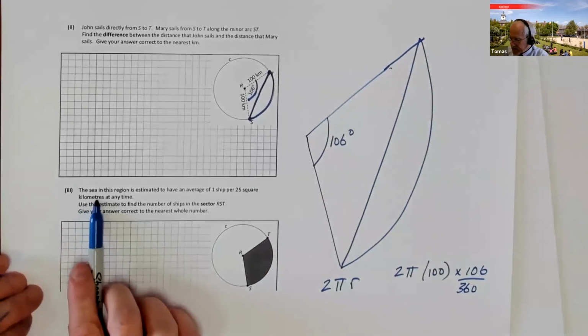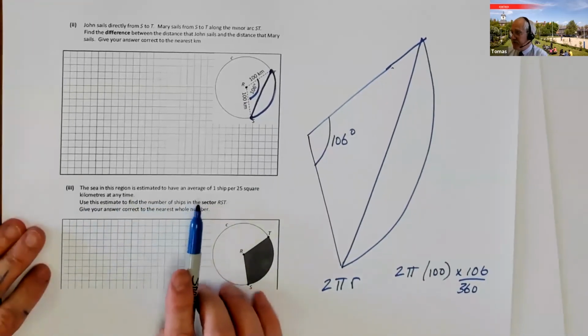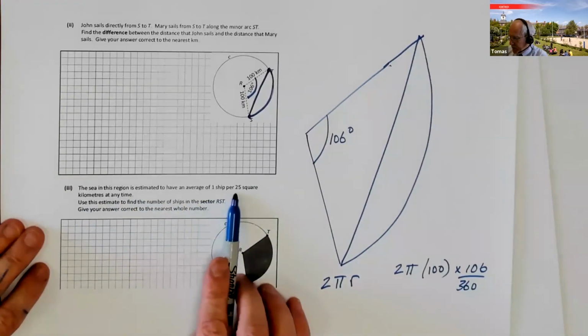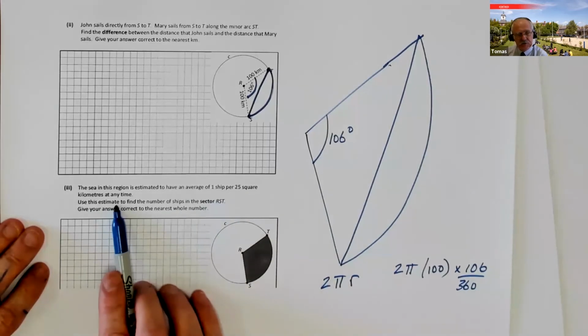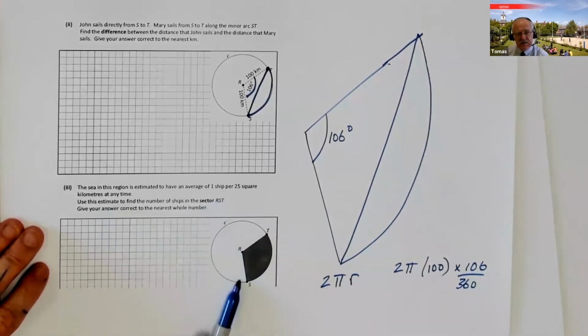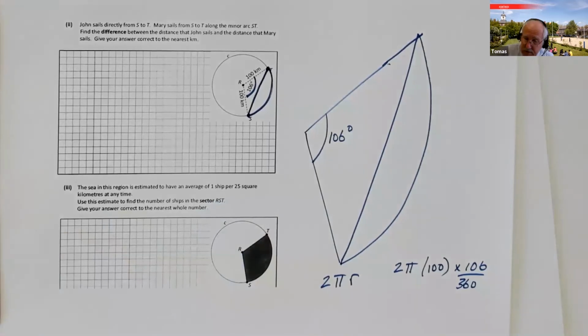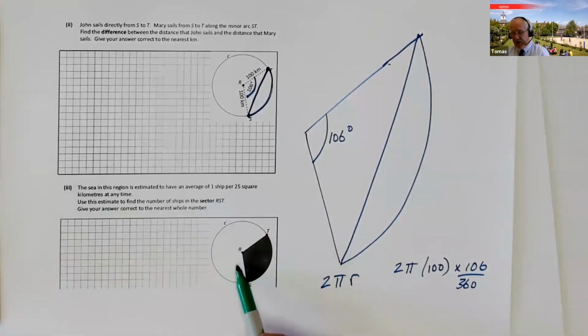And the last one: the sea in this region is estimated to have an average of one ship per 25 square kilometres. Find the number of ships in this area. Again, you say, I've covered everything. I have to be able to answer it and pick up the marks. It's got to be one of the formulae. So this is an area question. It's an area about a circle. It's only half a circle, or a bit of a circle, so it's a sector.